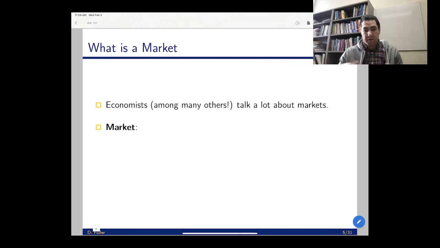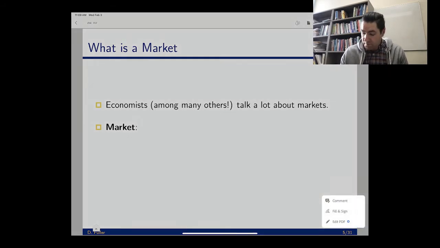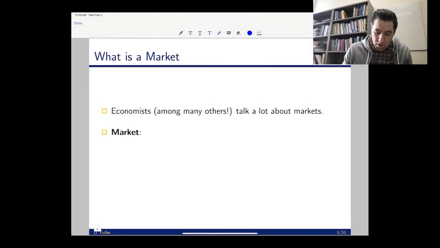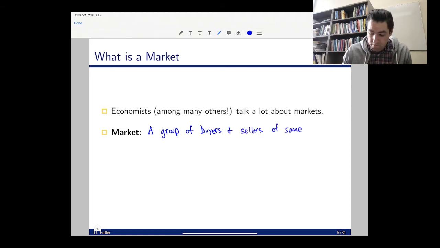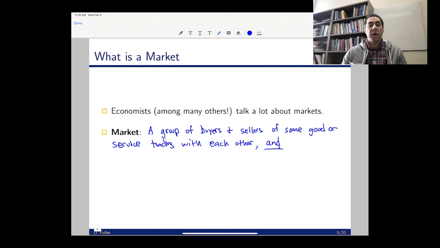Markets is something you'll hear a lot about from economists and in general in business-related news. And so what exactly is a market? Well, a market is just a group of buyers and sellers of some good or service trading with each other, and the market also includes the rules by which they make their exchanges.